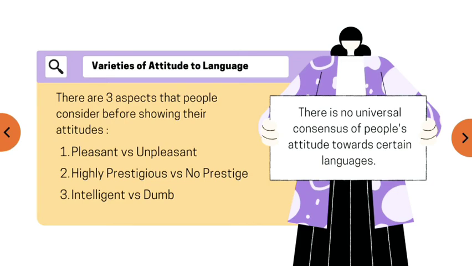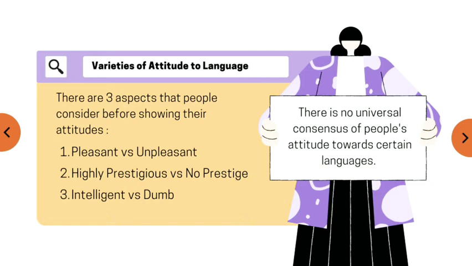Moving on, we are going to talk about varieties of attitudes to language. Just like everything in life, there will always be a positive and negative thought or attitude toward language. In sociolinguistics, there are three main aspects that people deeply consider before showing their attitudes, whether they want to give a positive or negative attitude. The first one is pleasant versus unpleasant, whether the language is like music to their ear, which is really good to hear, or absolutely bad.